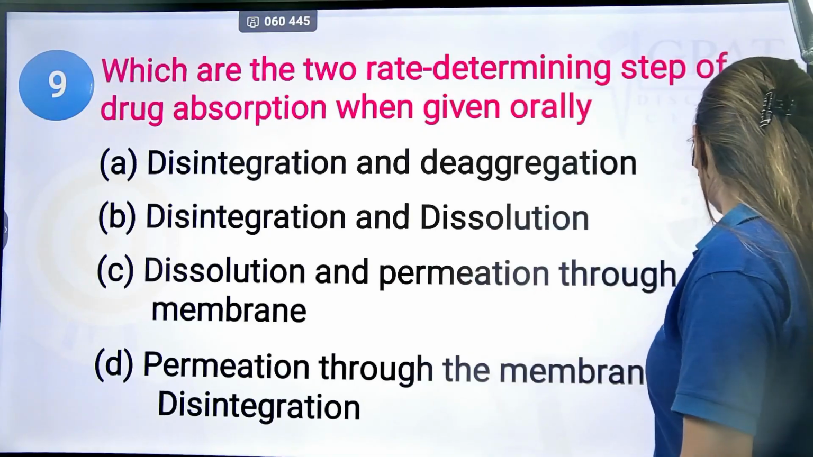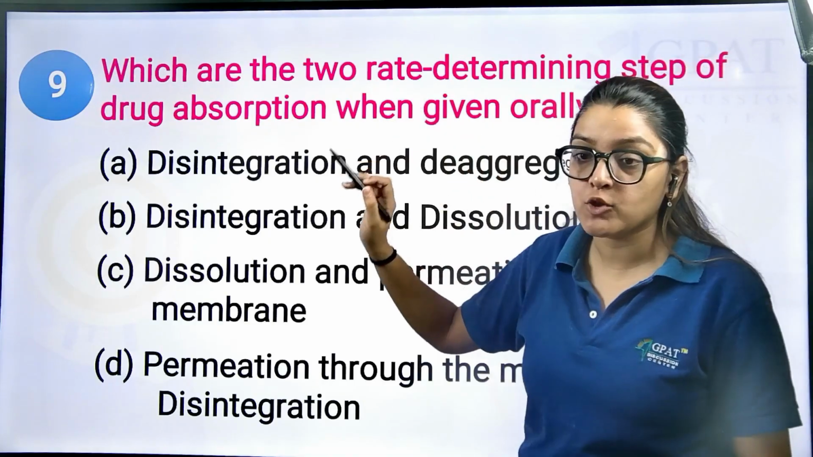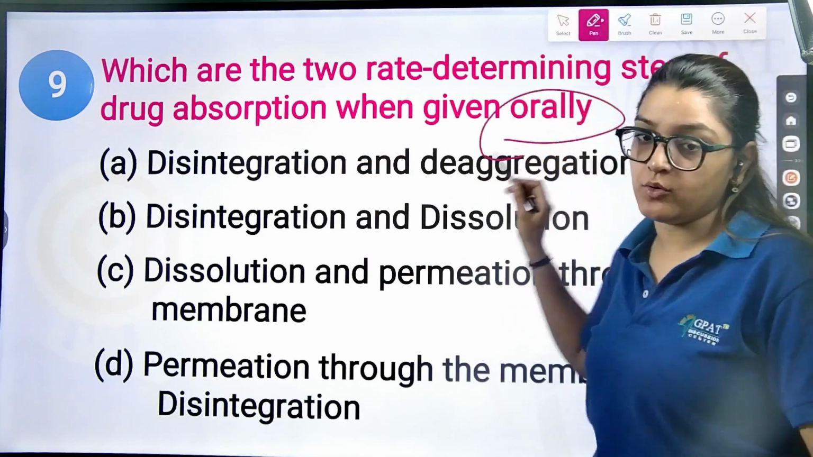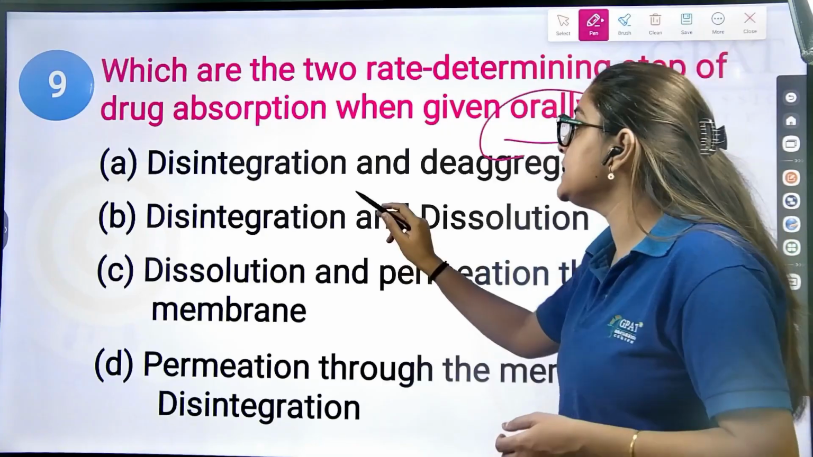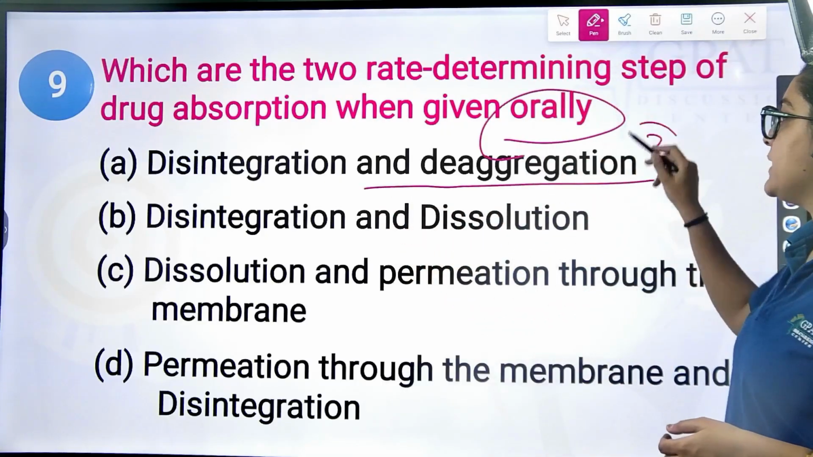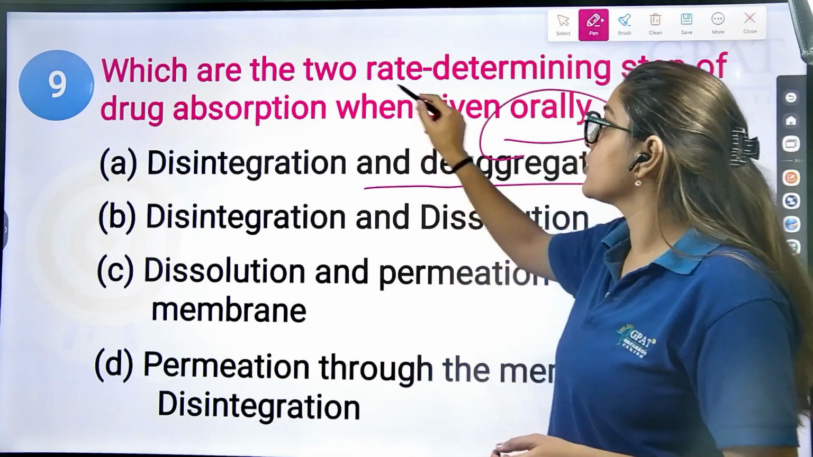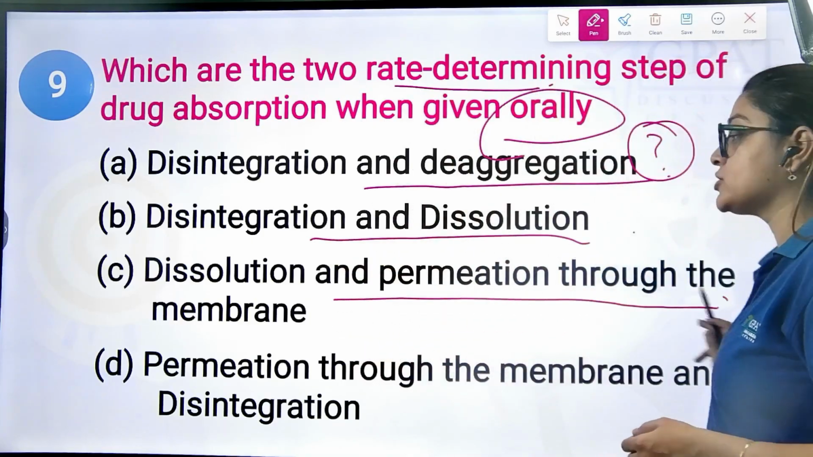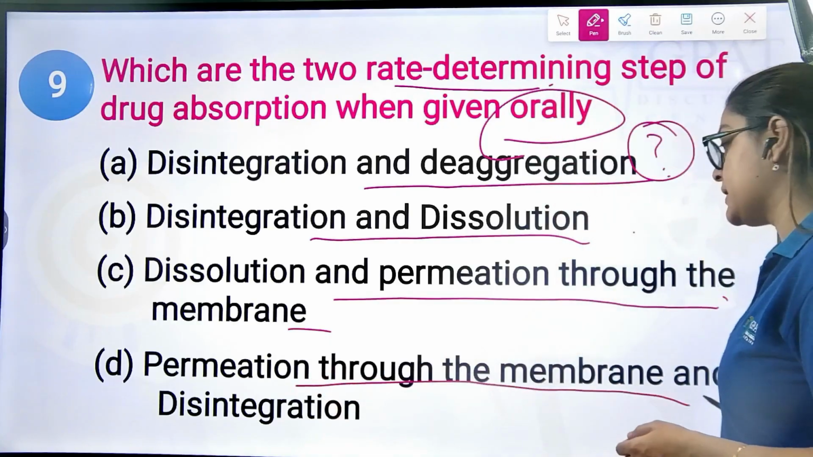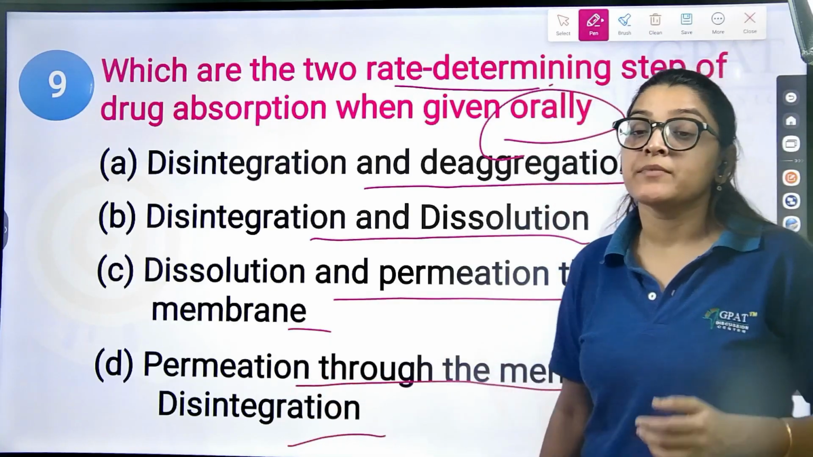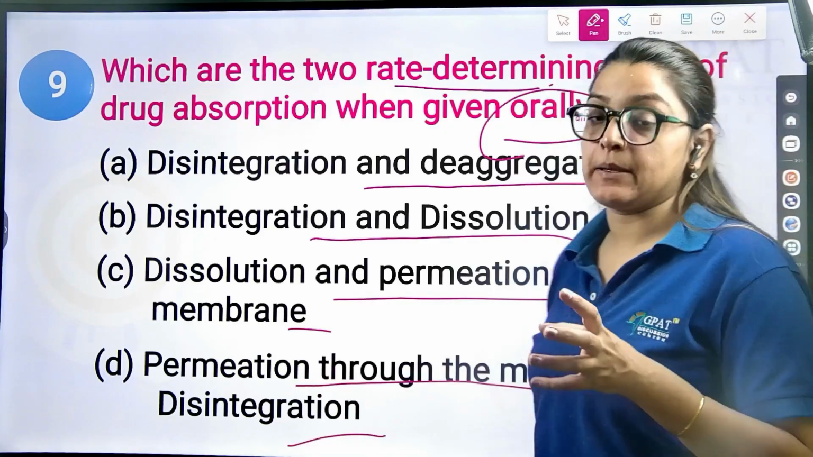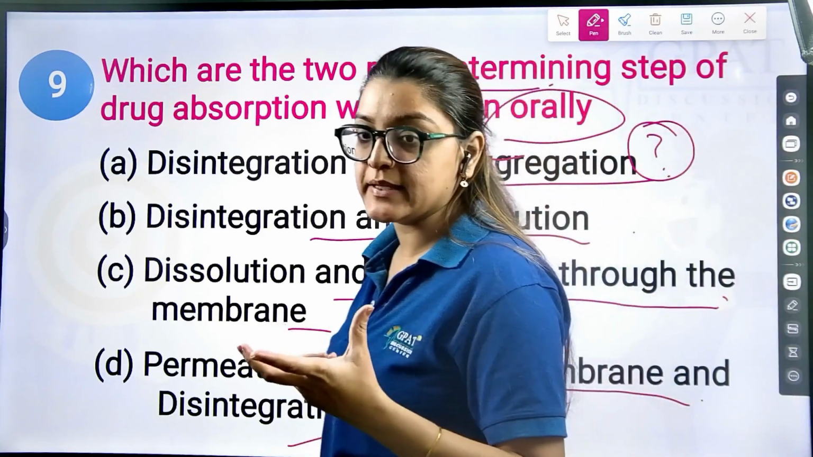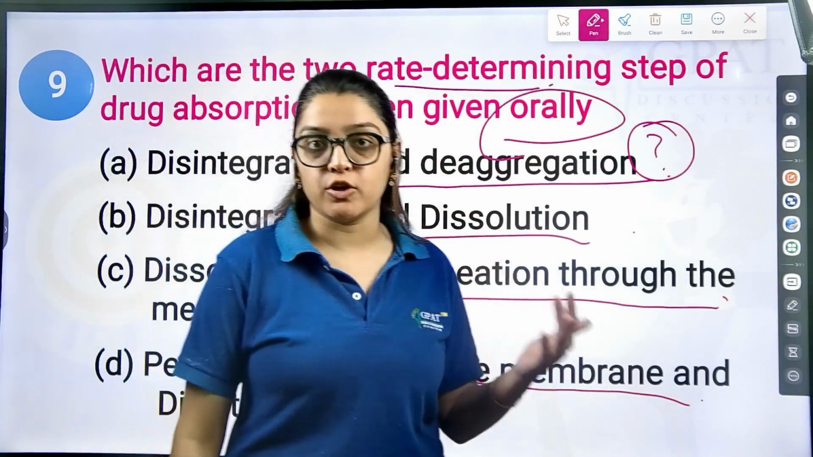Which of the following is a rate determining step of the drug absorption when the drug is given orally? Okay. Now, disintegration and deaggregation, are these in any way a rate limiting step? Not at all. The options are: disintegration and dissolution, dissolution and permeation through the membrane, and the disintegration. See, disintegration is never a rate limiting step, right? Disintegration is never a rate limiting step, but dissolution can be a rate limiting step if the drug does not have a good solubility profile.